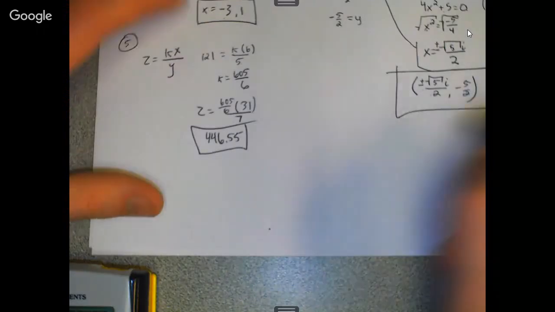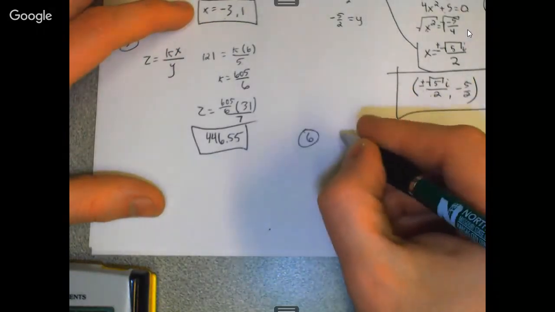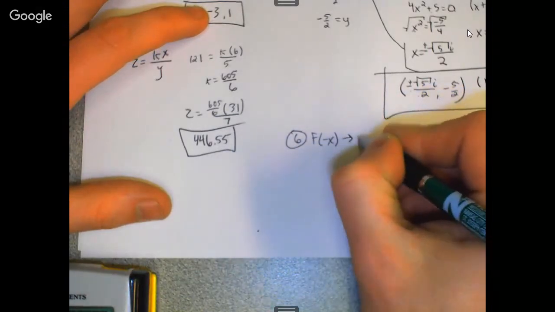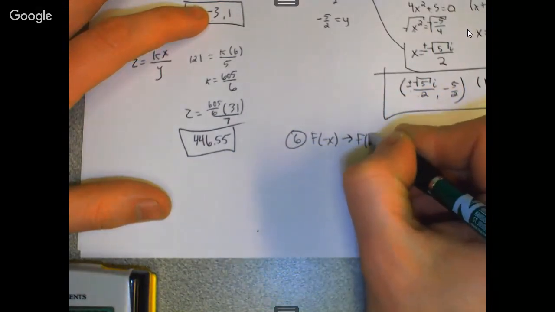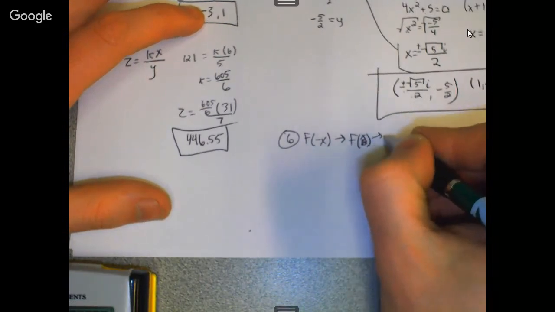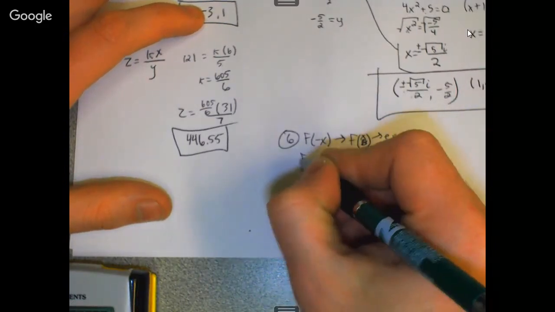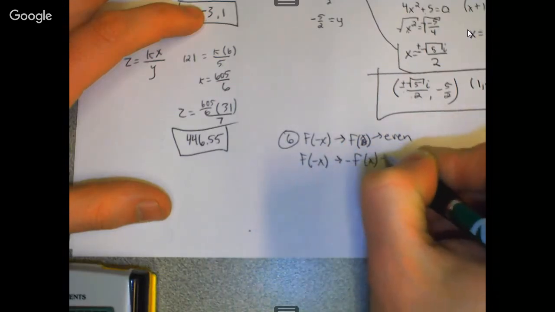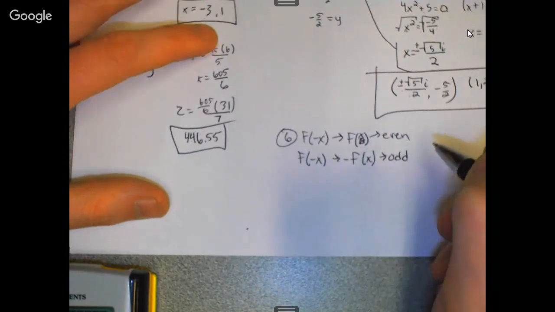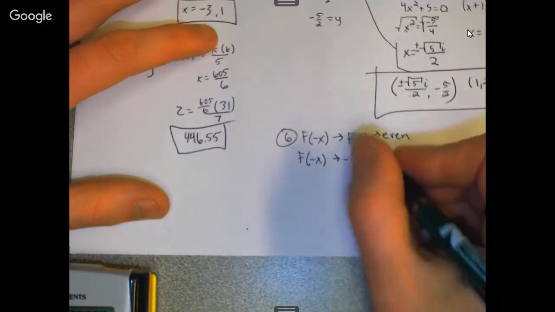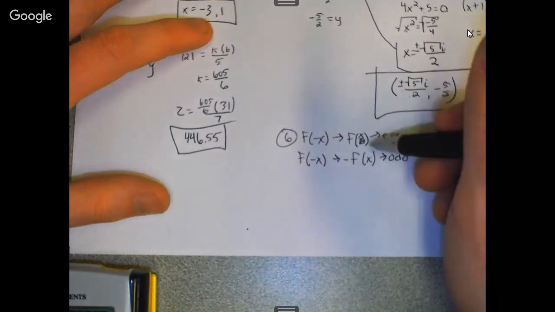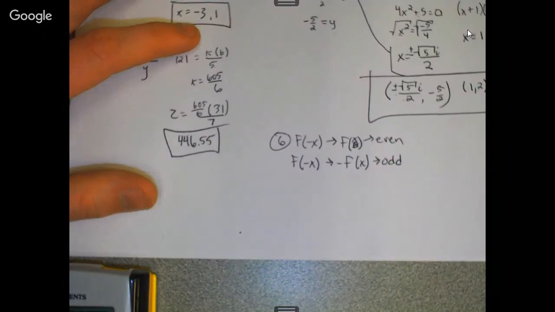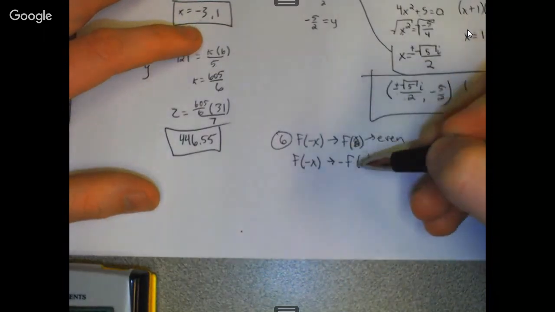Okay, number 6 says determine if odd or even or neither. So if I were to put in negative x and get back f of x, that is even. If I put in negative x and get out the complete opposite, that is odd. If I neither get back the same or the opposite, it's neither.